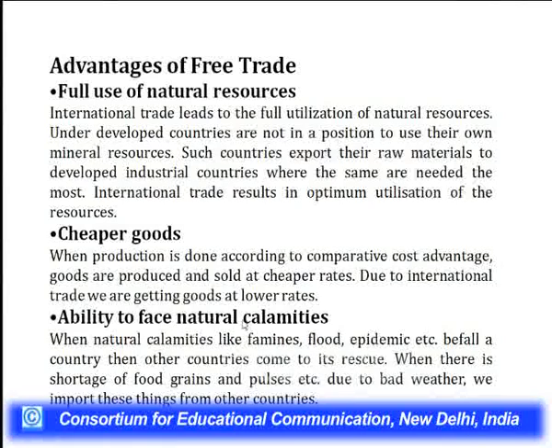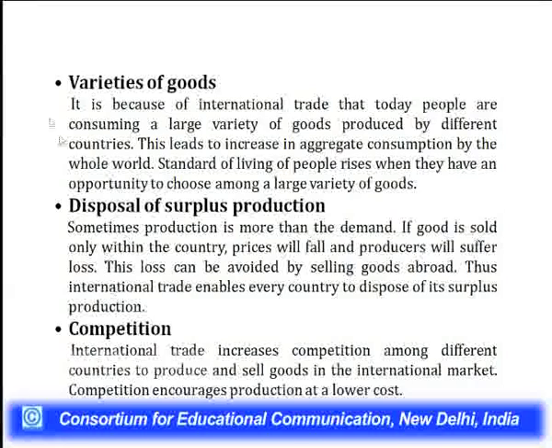Ability to face natural calamities. When natural calamities like famines, floods, epidemics, etc. befall a country, then other countries come to its rescue. When there is a shortage of food grains and pulses, etc., due to bad weather, we import these things from other countries. Then we get varieties of goods.